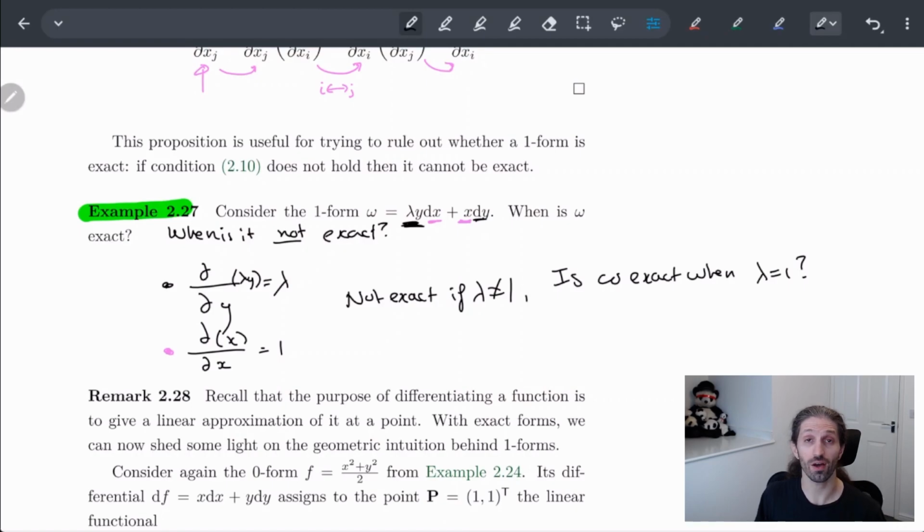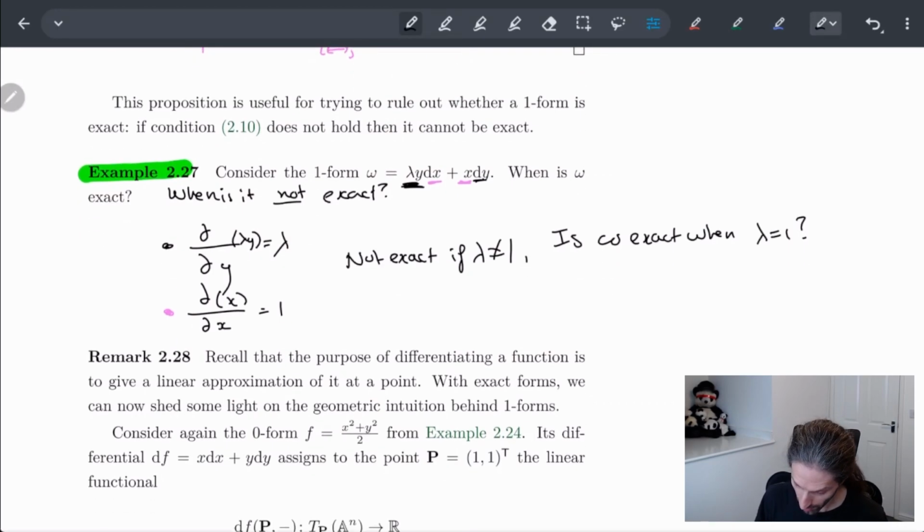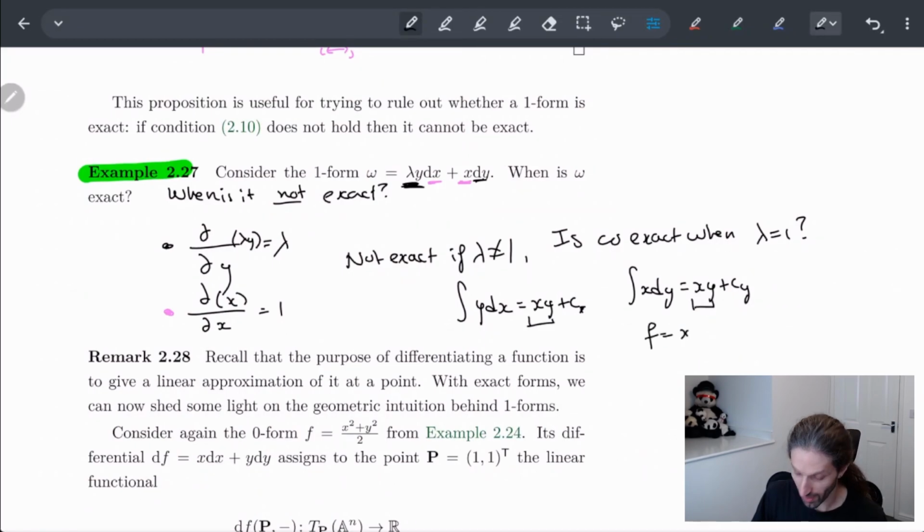And it turns out we can actually, this is true. The way to look at this is we start off with our coefficients here. So we take y dx. This gives me xy plus some factor in x. If I do the opposite, the other one, this is going to give me xy plus cy. So in other words, if I look at this function here, if I let f be xy, this is going to give me the exact partial derivatives I want. So this f equals xy gives me that omega is equal to df.